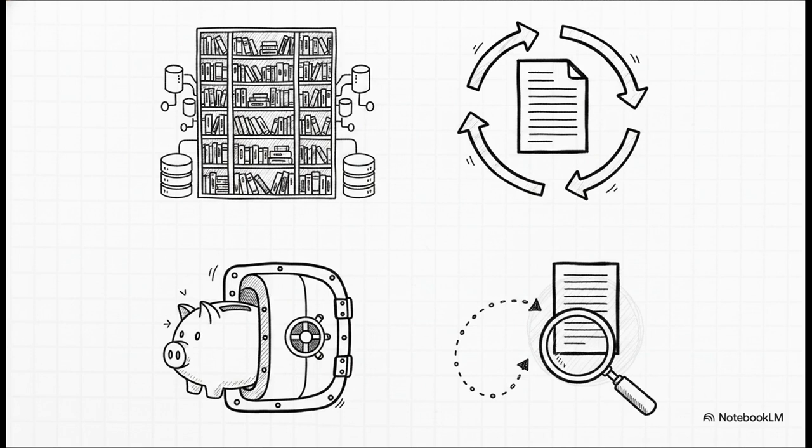If you're building for healthcare, finance, or law, and the AI cannot point to the exact paragraph it used for an answer so a human can verify it, the business legally cannot use it. RAG provides that exact, precise citation.